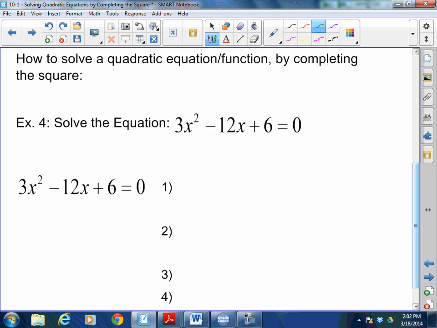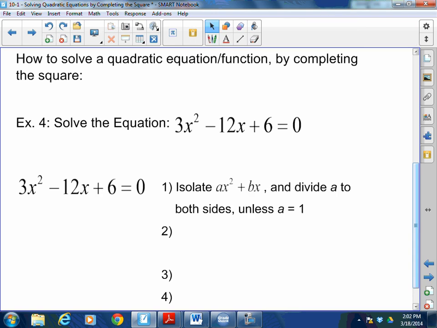Now, how to solve by completing the square. We were just learning how to complete the square. Now we're going to solve by completing the square. Solve the equation 3x squared minus 12x plus 6 equals 0. Okay.